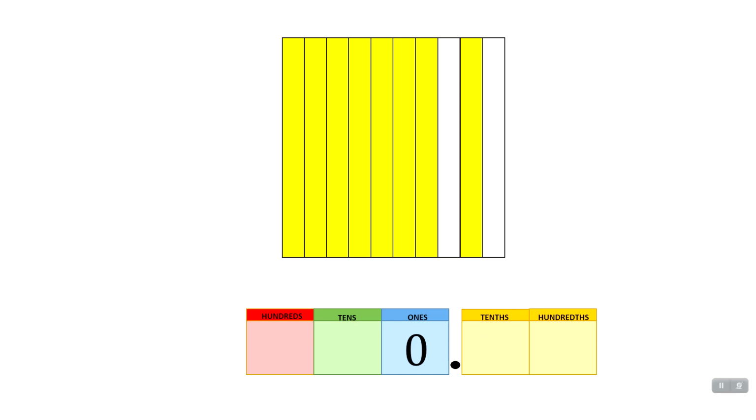Let's look at this one. This has 10 parts. 8 of them are shaded yellow, and so therefore this is 8 tenths. We put an 8 in the tenths column, and 0.8 is the same as 8 tenths.